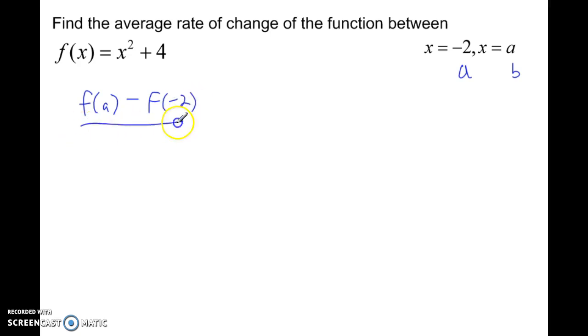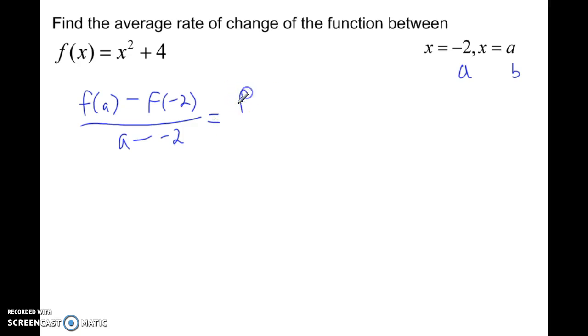Let's find another one here. I'm going to keep the labels the way they are, just to show you. I'm going to call this my A and this my B. I'm not going to change things. So A and B. So f of B would be f of A minus f of negative 2 over A minus negative 2.